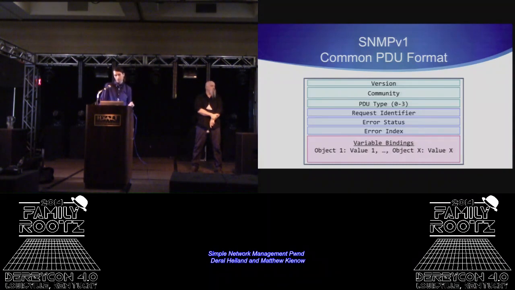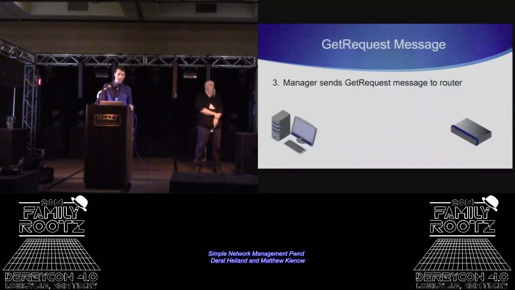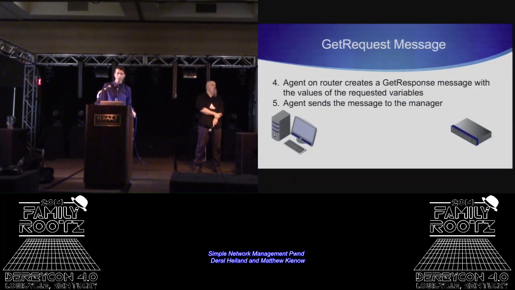So in the case of the manager getting the value of those 2 values from the agent on the router, object 1 will contain the variable for system description, and variable 2 would be system uptime. Now the manager is going to send that message to the router. When the agent on the router receives that, it's going to look up the value of those 2 variables in its local database, and it's going to create a get response message.